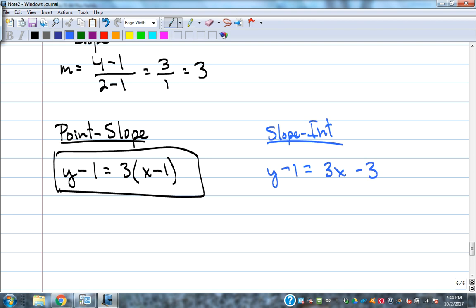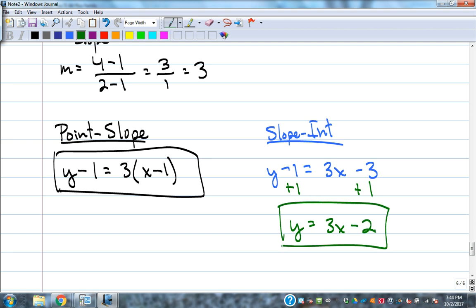And then one more step. Add 1. So that's y equals 3x minus 2. There's our slope-intercept form.